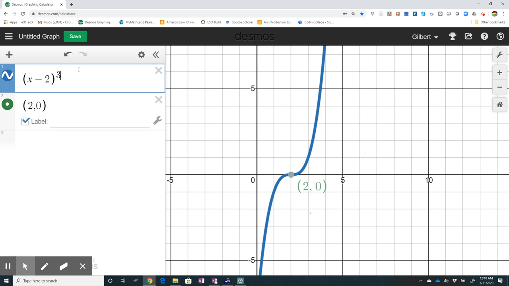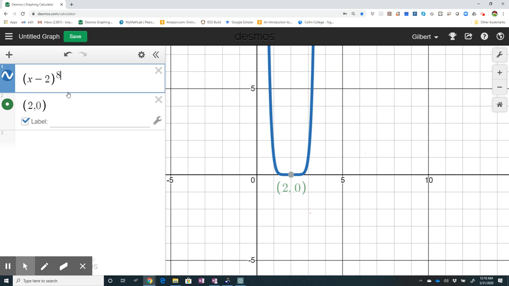And you can go higher. Notice 4 is even, so it's still going to look like a parabola. But notice it flattens compared to the way x squared looked. Same thing with x to the 6th, x to the 8th, x to the 10th. The larger the exponent, it still looks like a parabola, it just flattens.